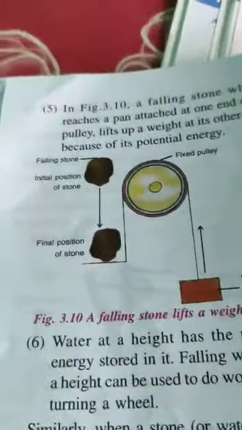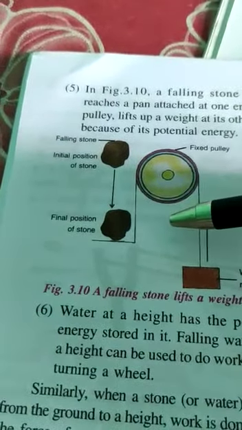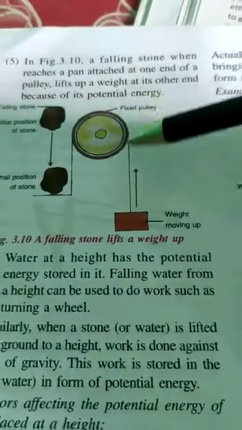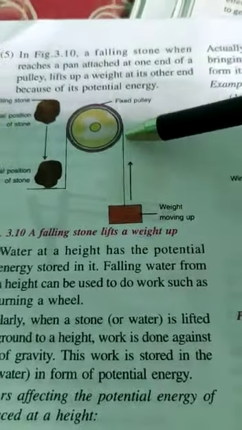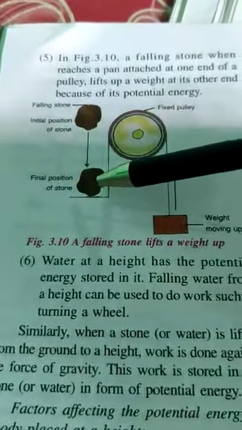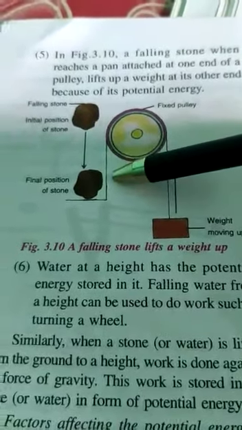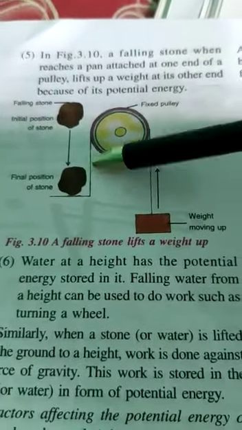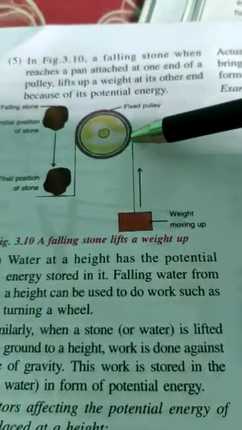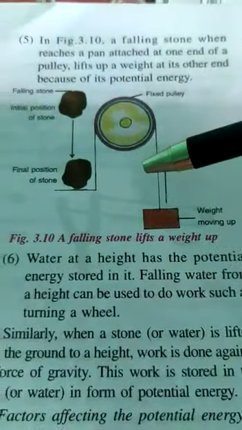This is the pulley picture. A falling stone, when it reaches a pan attached at one end of a pulley, lifts up a weight at its other end because of its potential energy. This weight moves up. This is a pulley, falling stone, initial position of the stone, and this is the final position. The weight will move up like that. Okay, this is also an example of potential energy.